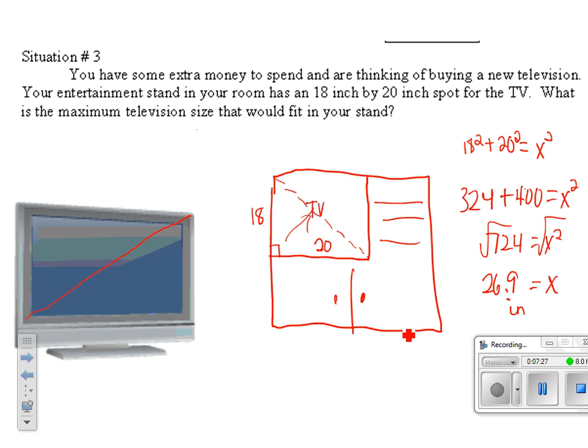Could we have a 27-inch TV fit in our entertainment center? No. And personal story here, I've actually done it and it doesn't work. I had to take the 27-inch TV back and buy a smaller TV. So, real world, most definitely.